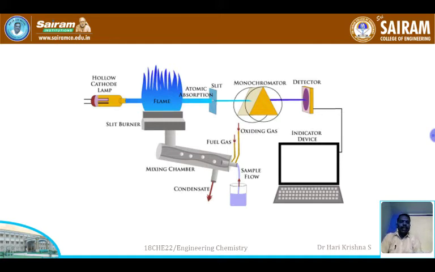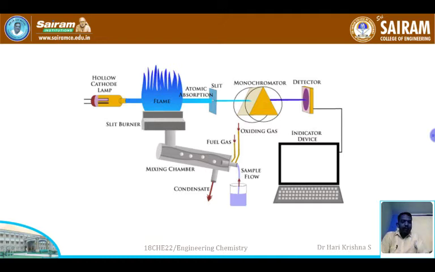You're going to have a sample flow here. It will go to the mixing chamber as usual in your flame photometer, where the sample will get mixed with the air and it will go to the flame there. So before it enters the flame, you have a hollow cathode lamp. So what is this hollow cathode lamp? This hollow cathode lamp, it is nothing but a hydrogen lamp. It is a hollow cathode lamp.